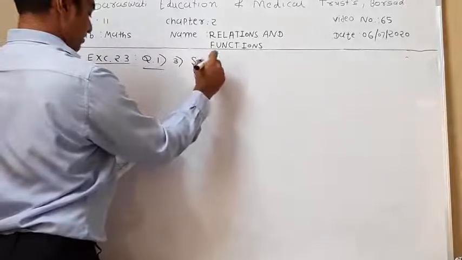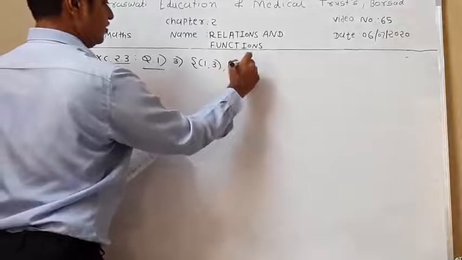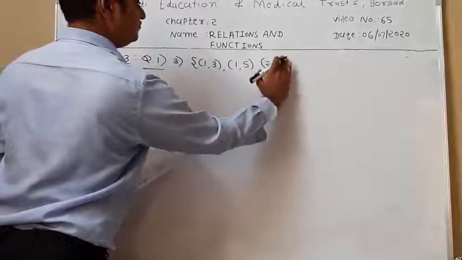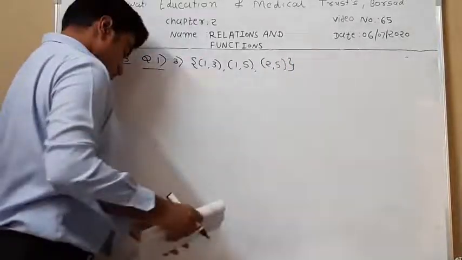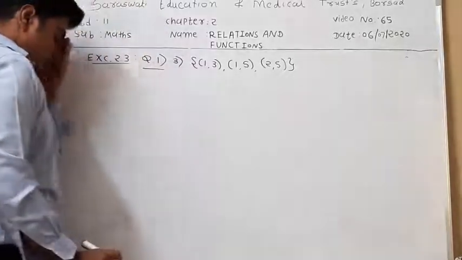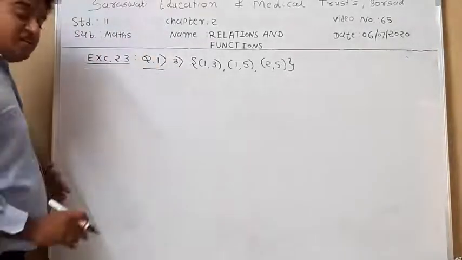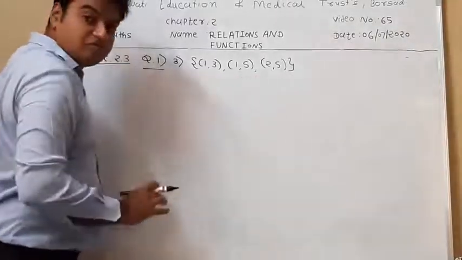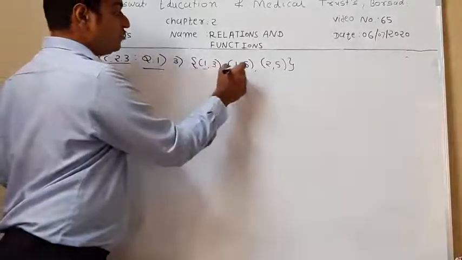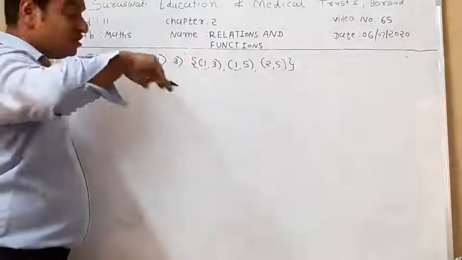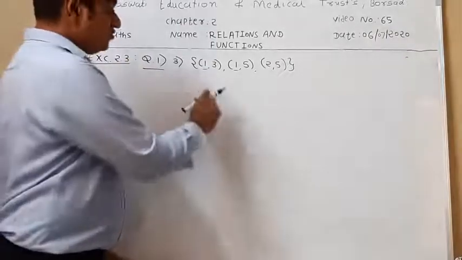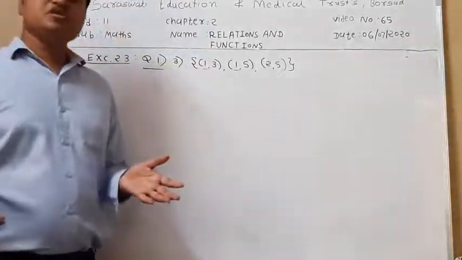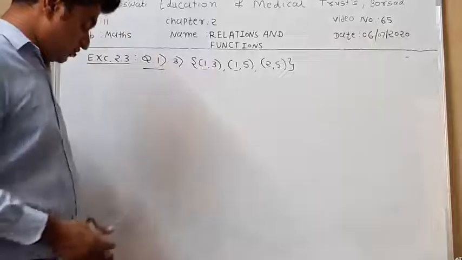Set of (1,3), (1,5), (2,5). Now our question is whether this relation is a function. So our answer is this relation is not a function. Why? Because the position of 1 is repeated, meaning it is not a unique position. So this relation is not a function, and we get no domain and range for this.